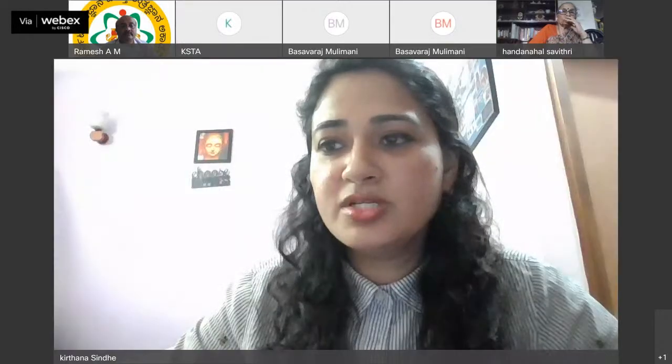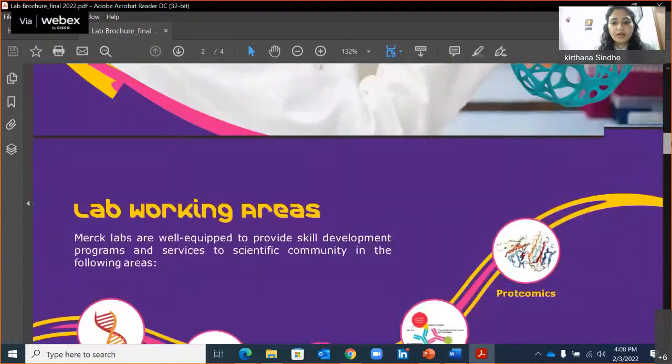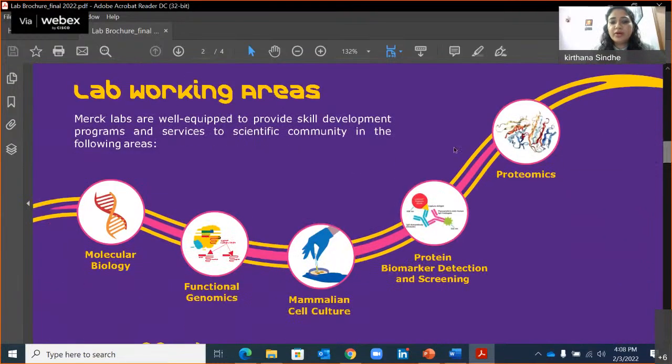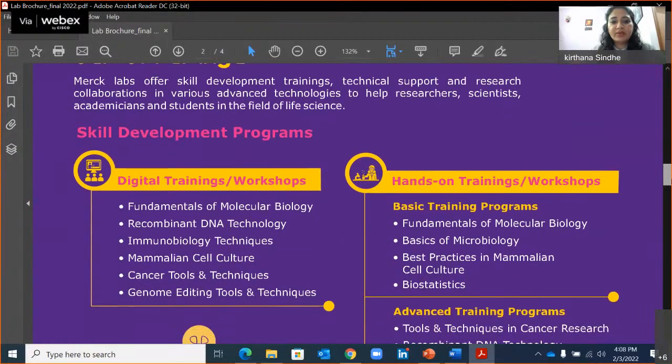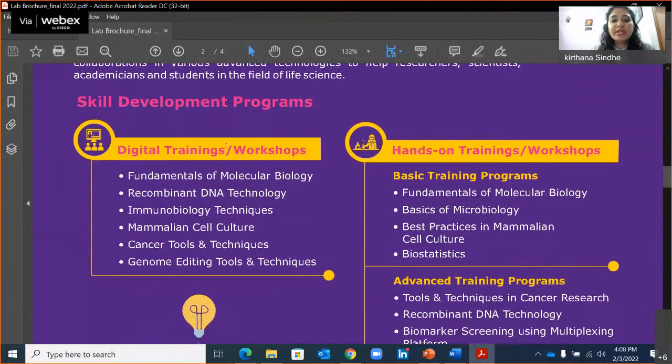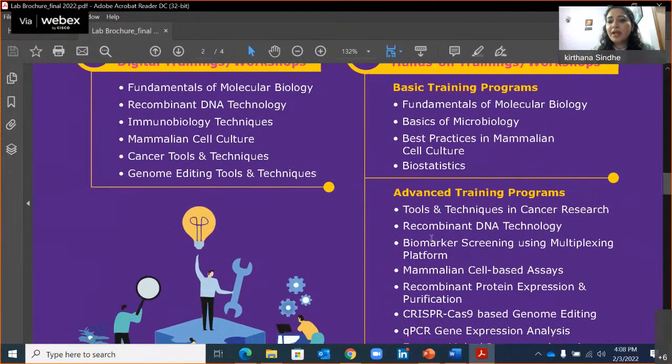To address the question, this is our labs, as I mentioned. We have different lab working areas: molecular biology, functional genomics, mammalian cell culture, protein biomarker detection and screening, and proteomics. These are the working areas and what we offer in skill development programs. We have digital trainings and workshops. You will see these are the different topics that we provide trainings in digitally, and we also have hands-on workshops.